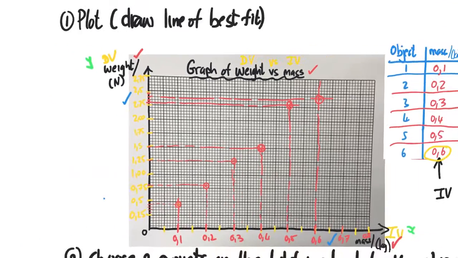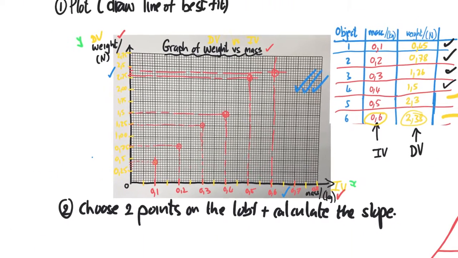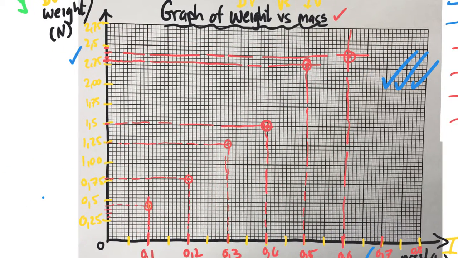Okay, cool. Now, the mark allocation for the points is normally, for your data points, you normally get 3 marks. So 3 marks for the data points plotted correctly. Now, we want to draw something called the line of best fit. Every single one of these data points has got an error in it, and so we need to average out the error. So what we do is we're going to draw a line of best fit.